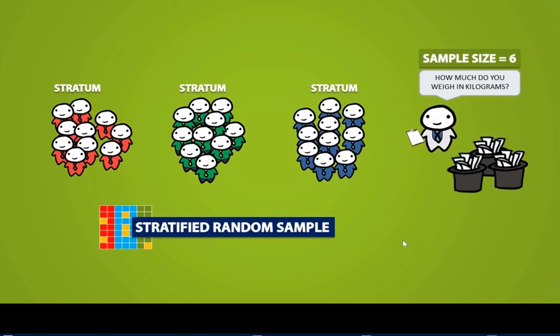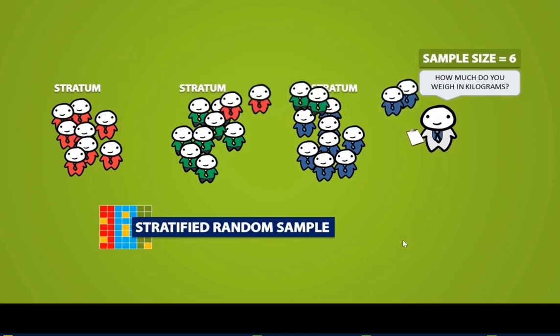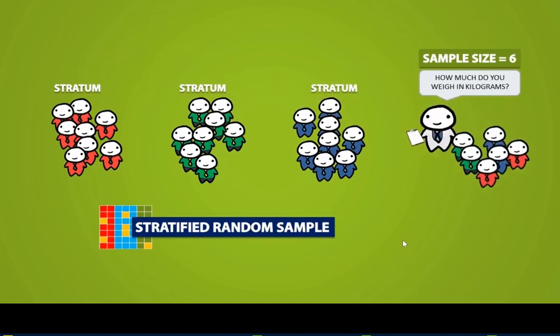For example, we could take an SRS of 2 people from each group so that we get the total of 6 people. A stratified random sample is good for making sure that whoever is administering the sample gets in contact with each kind of group.